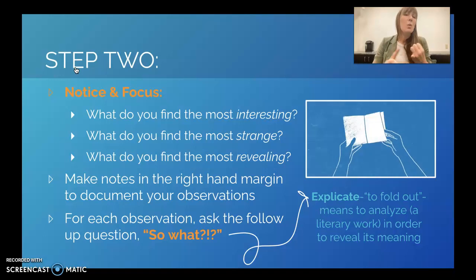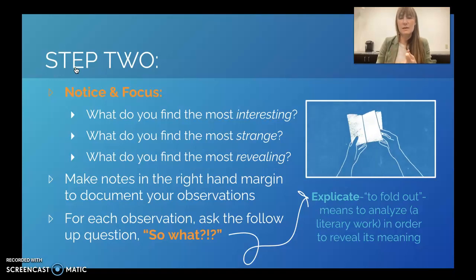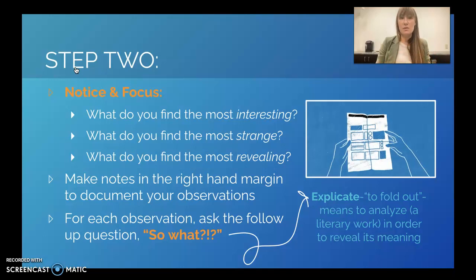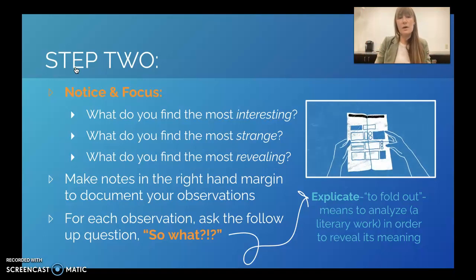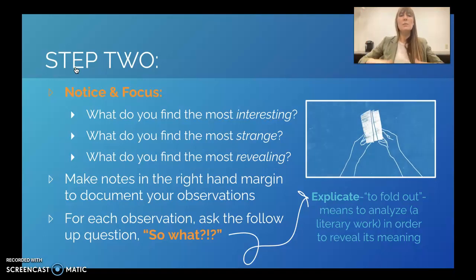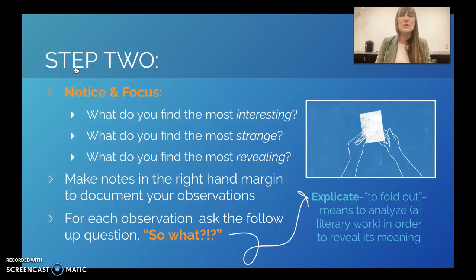We ask questions like, what do you find the most interesting? What do you find strange? Or what do you find revealing about this particular text? Now, I suggest that you make those kind of notes in the right-hand margin of your document. Now, we don't want to just stop with the observation. We actually want to push into some sort of inference. So we want to additionally ask the question, so what?